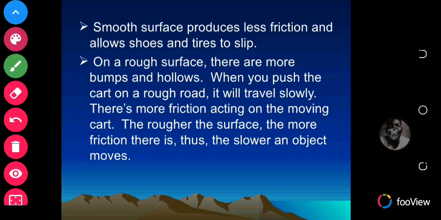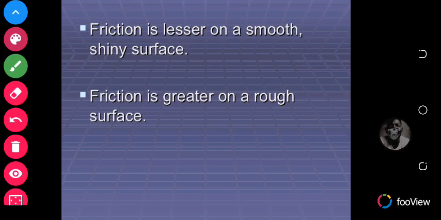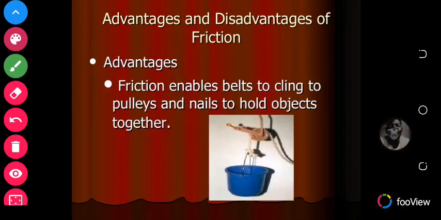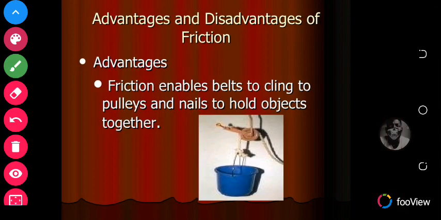So friction is the reason why we do not fall. When the surface becomes smooth, we tend to fall by slipping, and this is because friction is less. Friction is lesser on a smooth, shiny surface. Friction is greater on a rough surface. So when you compare the two surfaces, on a smooth surface friction is less, and on a rough surface friction is more. Let's look at advantages and disadvantages of friction.